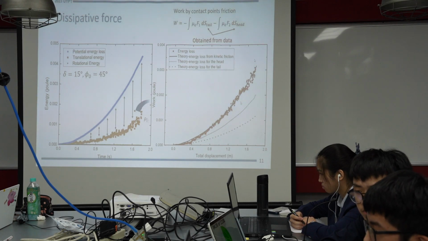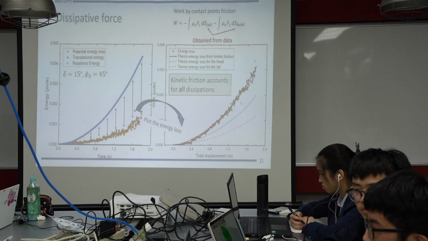Then if we plot the energy loss and compare it with our theory, it matches really well, which can prove that all of the dissipation is from kinetic friction, and we have already considered all of the dissipation. Then by analyzing the energy loss for the head and the tail, we can find out that the head has a bigger energy loss because of a bigger normal force acting on it.